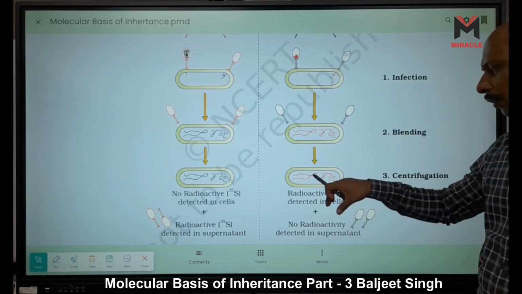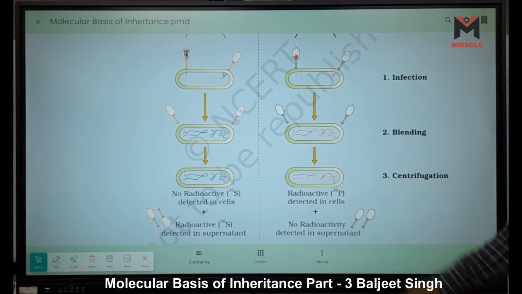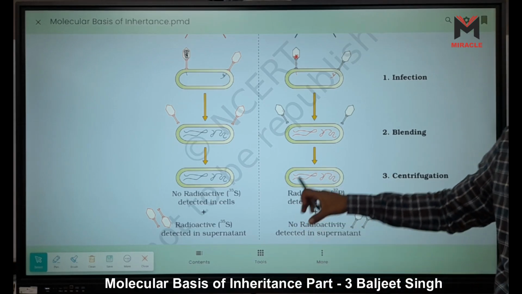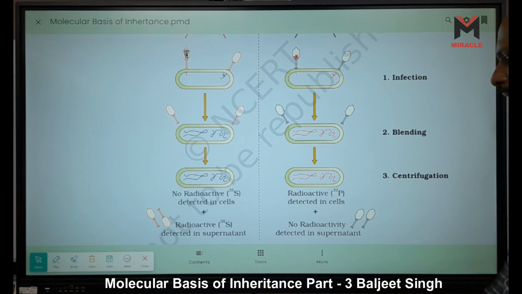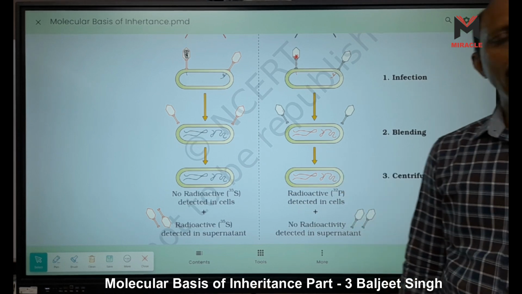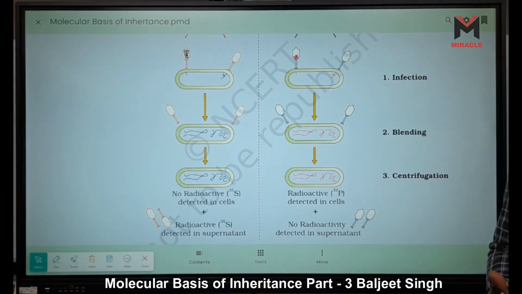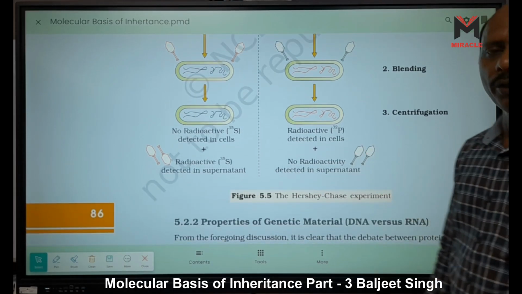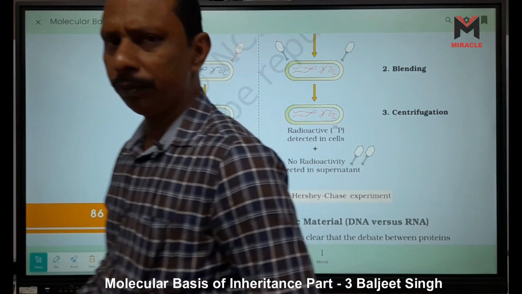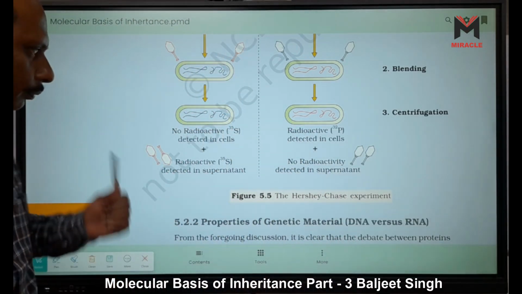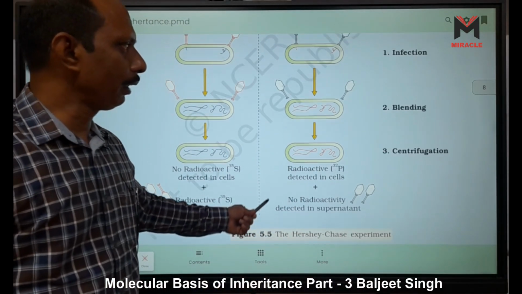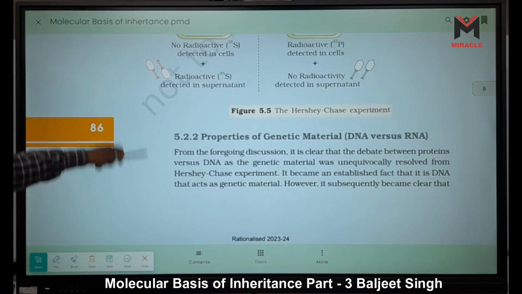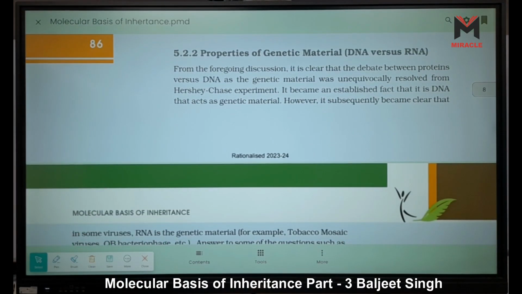Now, when we separate through centrifugation, we understand this DNA is not normal DNA but radioactive DNA, and that's proof that DNA enters into the bacterial cell and is responsible for genetic inheritance. And the supernatant has no radioactivity, meaning the protein has no phosphorus. So you understand there are 3 steps: infection, blending and centrifugation. Hershey-Chase experiment.